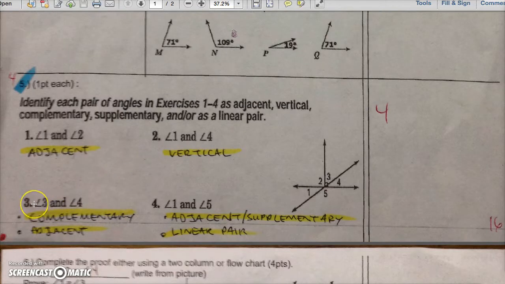Question number 3, angles 3 and 4. There they are. Notice there's the box there, which means they're complementary. And they're also adjacent. Remember, if you got either one of those, I'll give you correct. Question number 4, angles 1 and 5. Notice how it's a straight line there, therefore they are adjacent. They're supplementary, and more specifically, they're a linear pair.